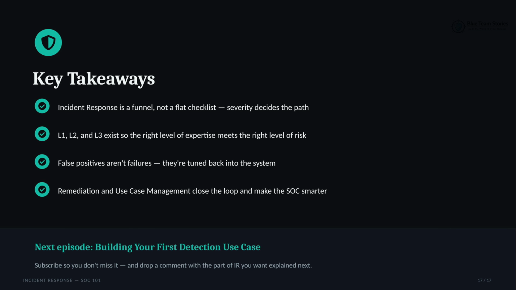Key takeaways. Let's finish with 4 key takeaways. First, incident response is a structured process designed to handle security events efficiently. Second, analyst tiers ensure that the right expertise is applied at the right stage of an investigation. Third, false positives are valuable opportunities to improve detection quality. And finally, continuous improvement is what transforms a good SOC into a mature SOC.